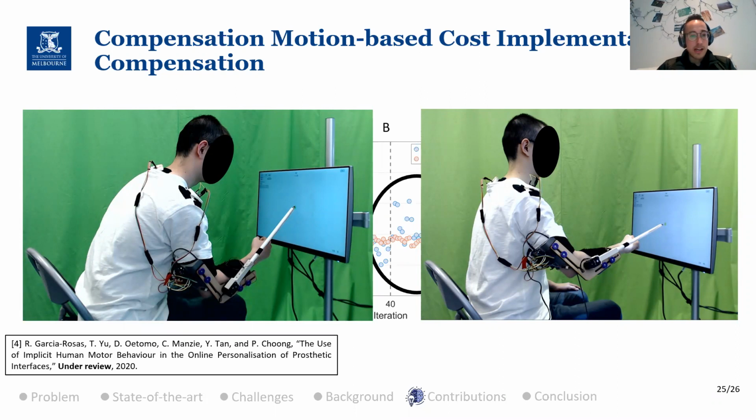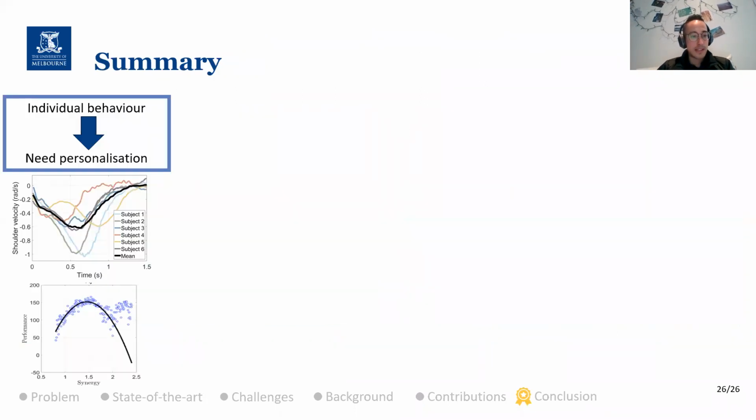All right, just to summarize, we had a look at how people have different motor behavior, and how this drives the need for personalization in human-prosthesis interfaces.